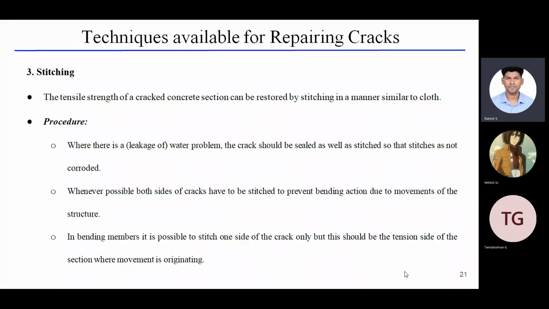Whenever possible, both sides of the cracks have to be stitched to prevent the bending action due to the movements of the structure. This point should be noted and given attention in the earlier stage itself.